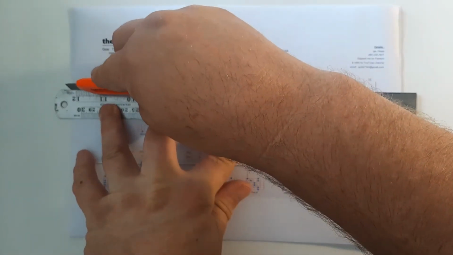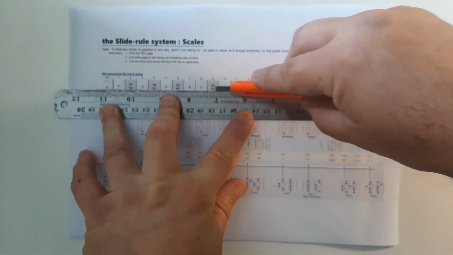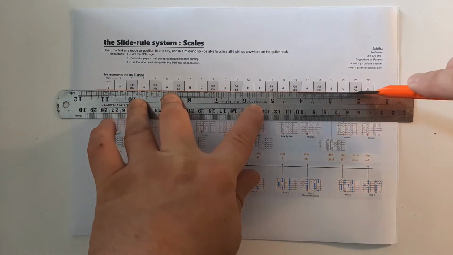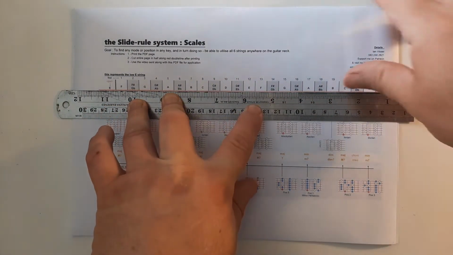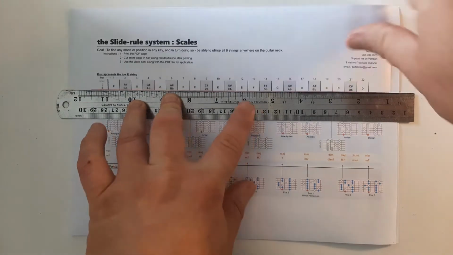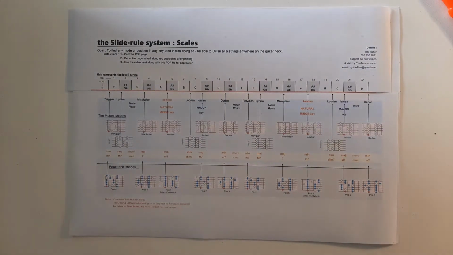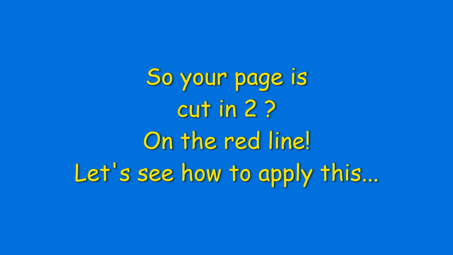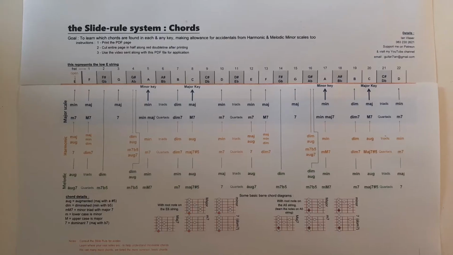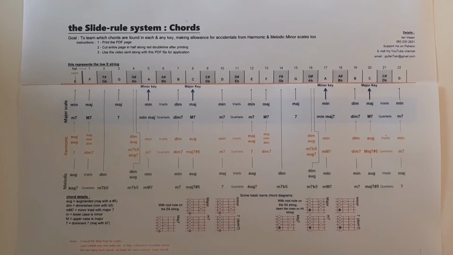And the first thing we do is simply cut on that red double line as I'm demonstrating now. So your page ends up in two halves like this. After this, we're going to show you how it works. The slide rule system for chords.